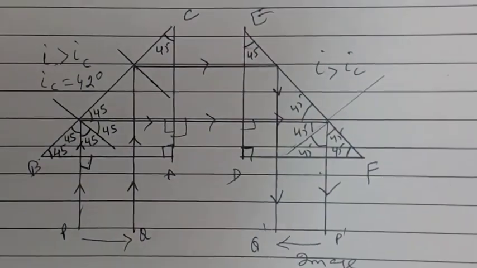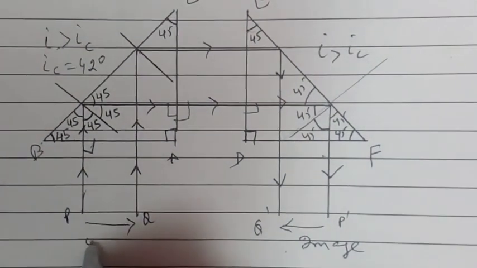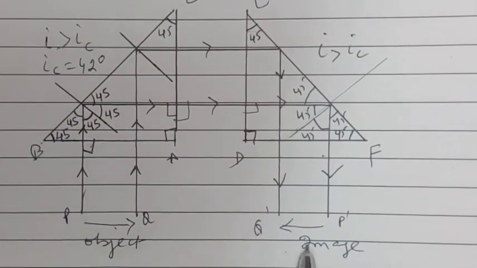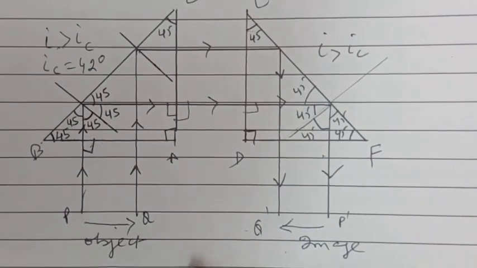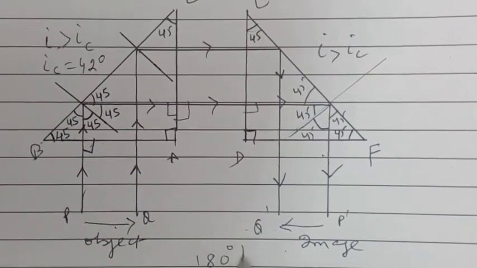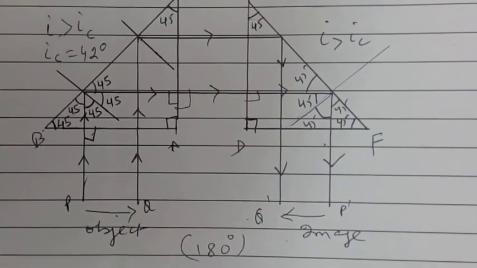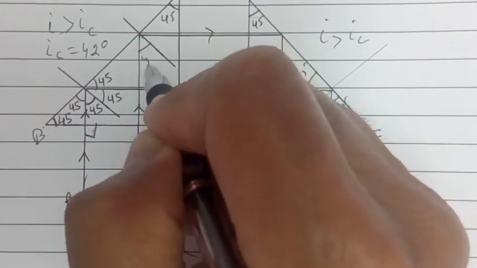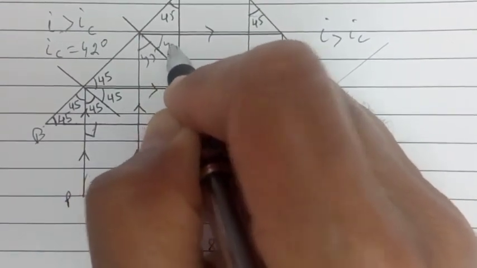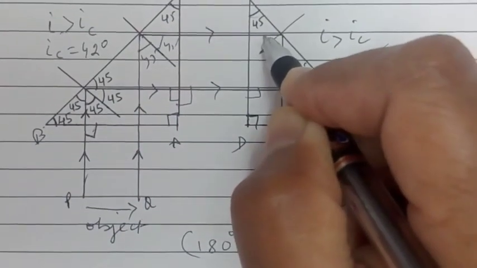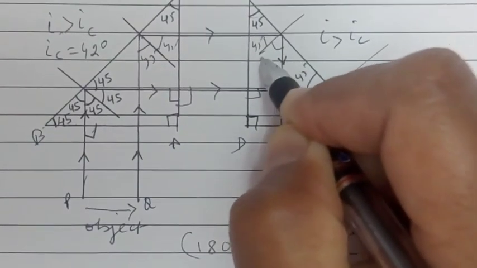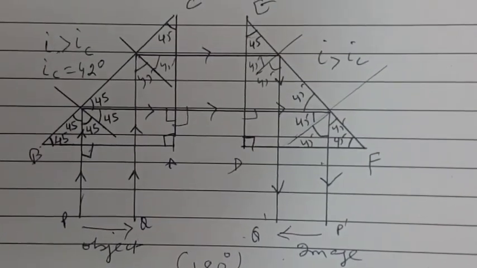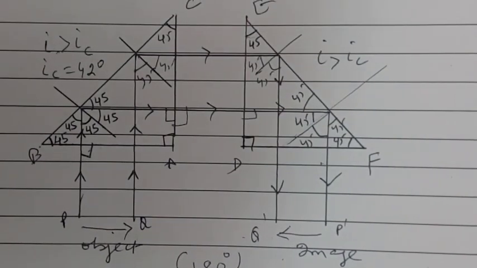This is the object. We find the image has been turned by 180 degrees. The image has been turned by 180 degrees. So the ray goes from here, 45, 45, draw normal here, 45 and 45. That's how. An important question from the examination point of view.